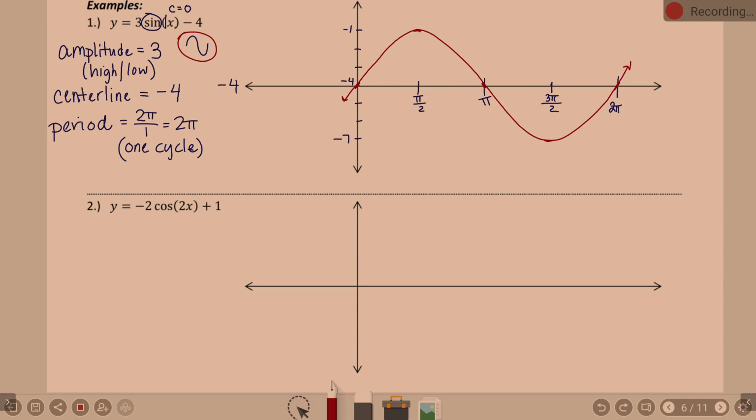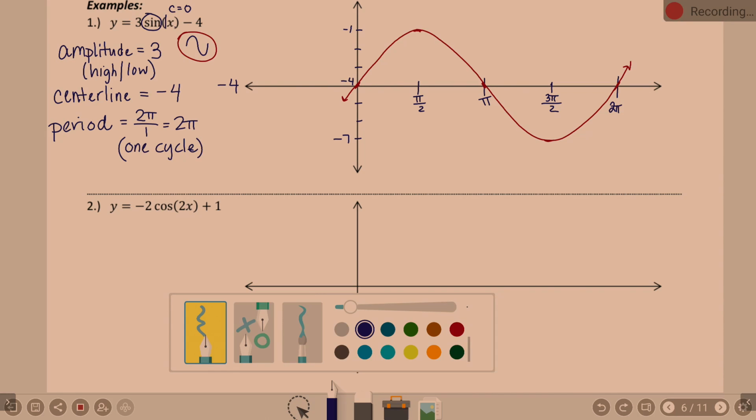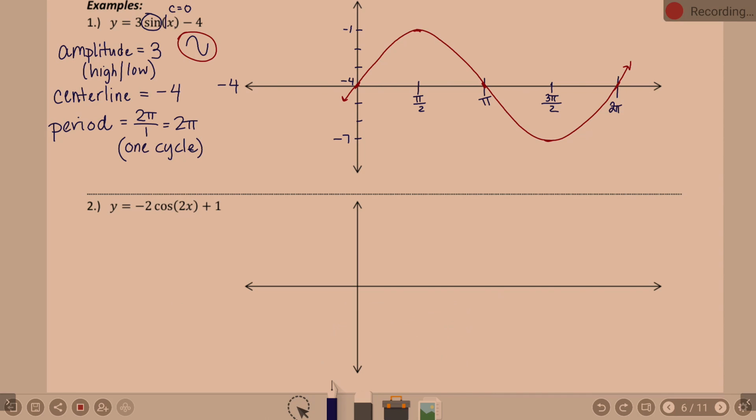Now, we're going to go ahead and start talking about the next one. We may have to finish it up tomorrow. I'm not sure I'll get all the way through it, but I want to talk about it a little bit. Pinpointing the information is half the battle, okay? y equals negative 2 cosine of 2x plus 1. What information can you point out?